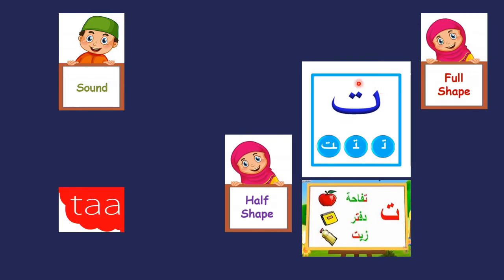This is the full shape of letter Ta, and it also has 3 types of proper shapes according to its position. When it comes at the start, it looks like this. When it comes in the middle, its shape is like this. And when it comes at the end, it looks like this. These are the half shapes of letter Ta. And this is the sound of Ta.